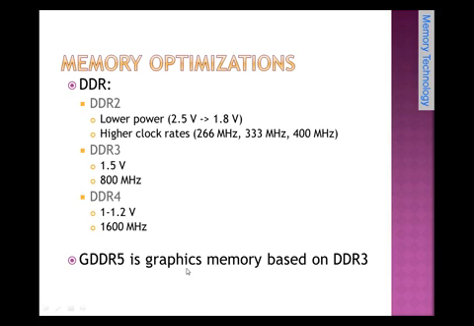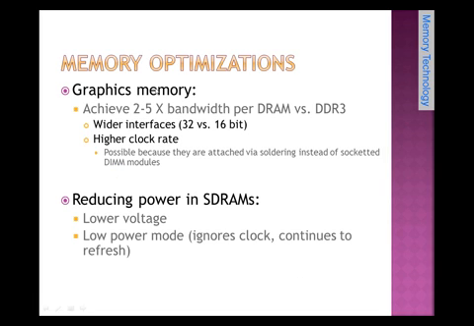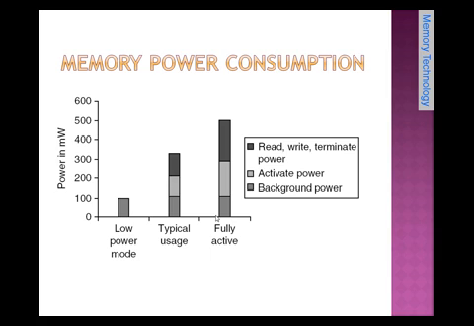Then GDDR5 is a graphics memory based on DDR3. What is a graphics memory? It achieves 2 to 5 times the bandwidth per dynamic RAM, with higher bandwidth, wider interfaces, higher clock rate, and reduced power in static dynamic RAM. So these are the concepts used in memory optimization.